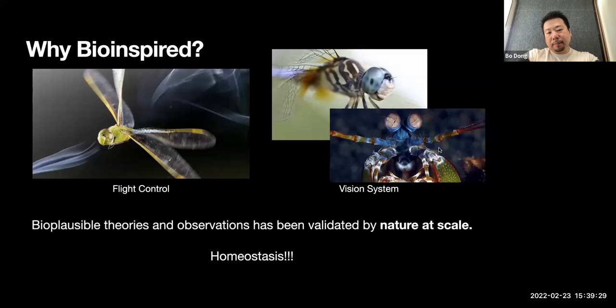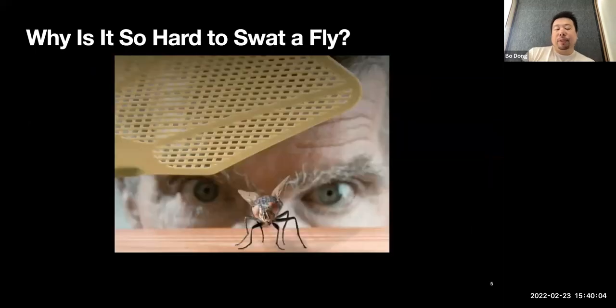Another key motivation to leverage bioplausible theory is a feature called homeostasis, where a creature can simultaneously maintain a relatively constant internal environment regardless of what the external condition looks like. That's a very important feature we can learn from creatures because it can provide great generalization for our proposed algorithms or sensing technologies. That's basically my research interest. So now let's start my talk today.